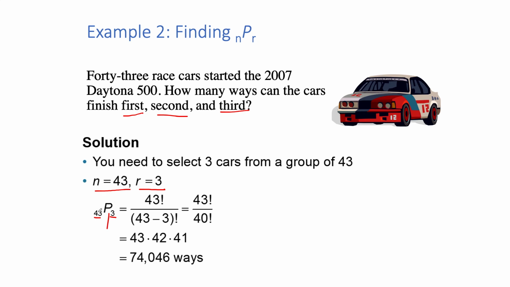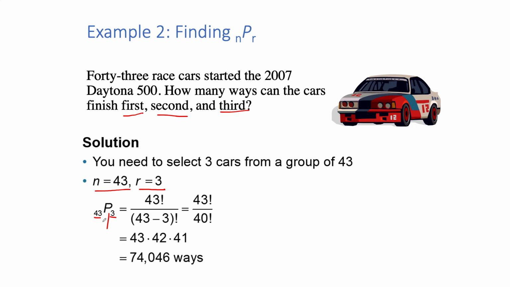So when you're writing this notation, just keep that in mind. n here is always going to be the bigger number. So n is the number of choices I have. Now r here represents the number of choices to be made, and P here represents the fact that this is a permutation, or that the order of the choice actually matters.